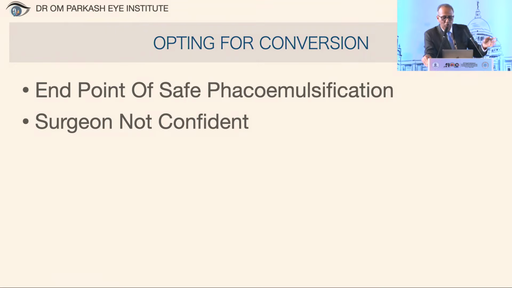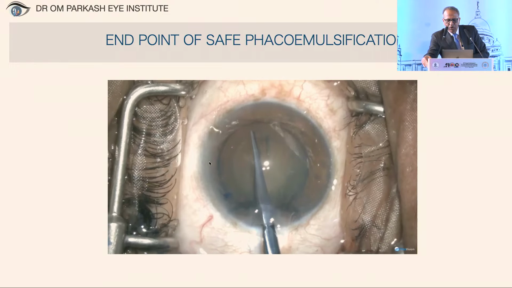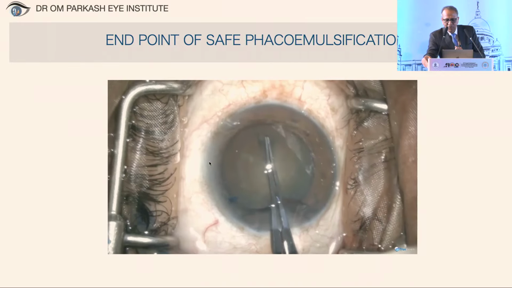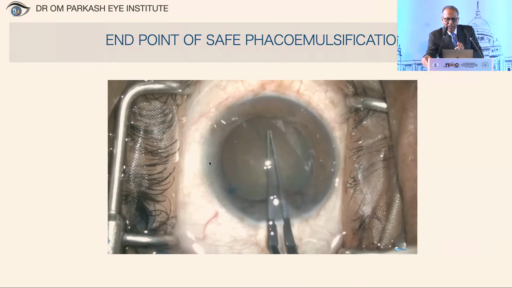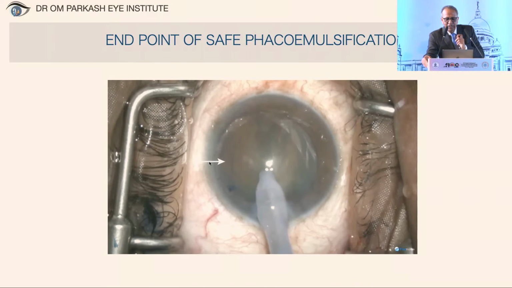The answer is no. We should know what is the end point of safe phacoemulsification. And there are conditions when the surgeon is not aware of the intricacies of all the techniques and he's not sure, and in that condition, as it always happens, he converts. So let's see in this video, the surgeon is trying to enlarge the rhexis. In an effort to enlarge the rhexis, he ended up in a situation where there was an anterior capsular tear.